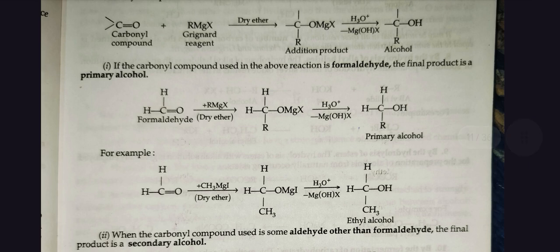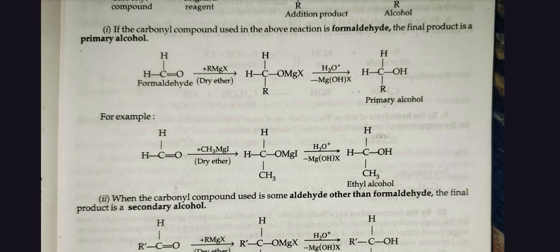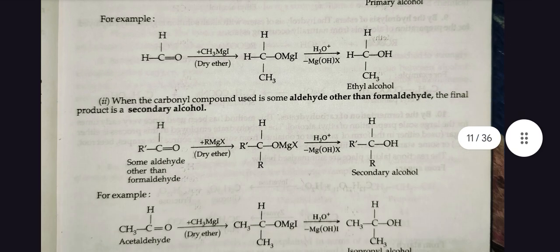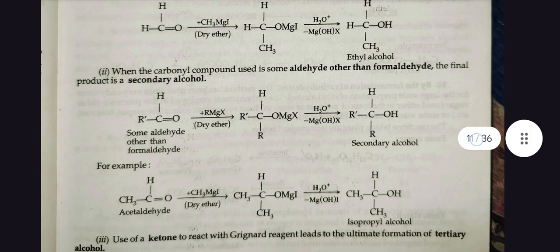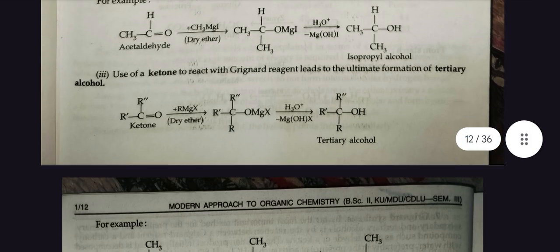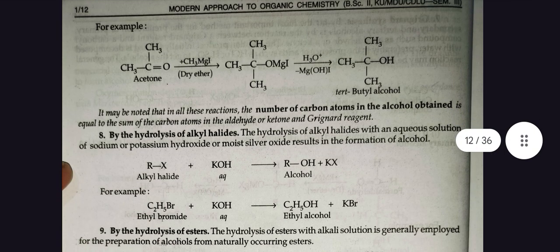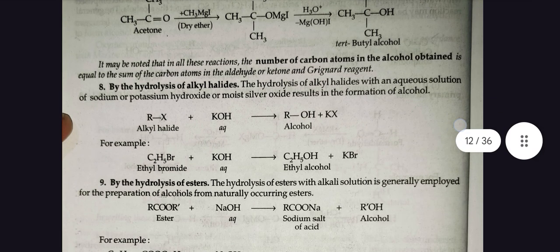If the carbonyl compound used in the above reaction is formaldehyde, the final product is a primary alcohol. Formaldehyde in the presence of dry ether and RMgX gives a primary alcohol. When the carbonyl compound used is some aldehyde other than formaldehyde, the final product will be a secondary alcohol. Use of a ketone to react with a Grignard reagent leads to the ultimate formation of a tertiary alcohol. It may be noted that in all these reactions, the number of carbon atoms in the alcohol obtained is equal to the sum of the carbon atoms in the aldehyde or ketone and the Grignard reagent.